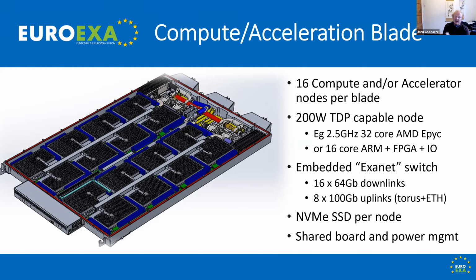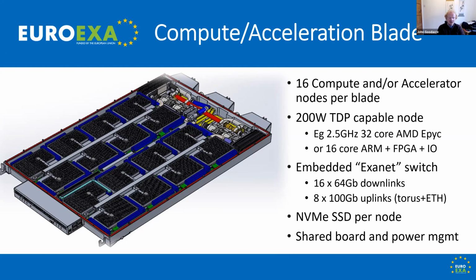This is an XNet-specific switch, and it has been implemented within an FPGA. It has 16 64-bit downlinks, so it's like every node having a 50 gigabit Ethernet in it, if you like, with 8x100 uplinks. Those uplinks have the intelligence to split between the network root torus that I described, but also bridge out and move across for the long haul across that software-defined OpenFlow Ethernet-based network. Also hidden under there is the SSD for every node, and shared management.